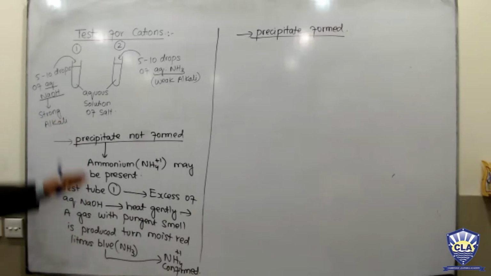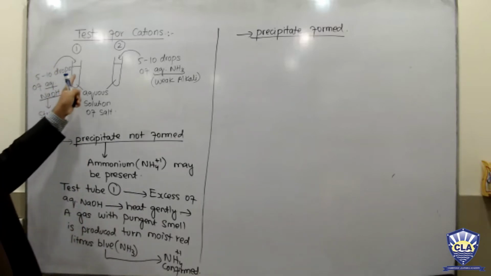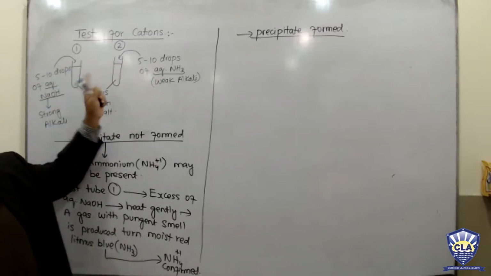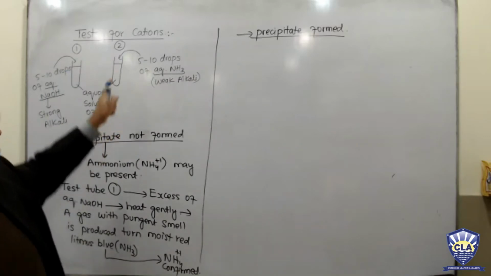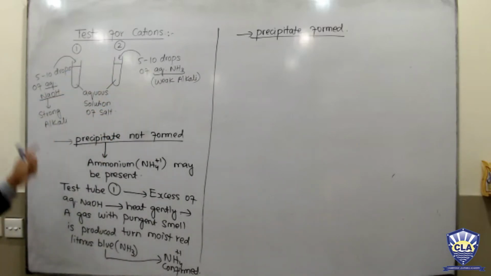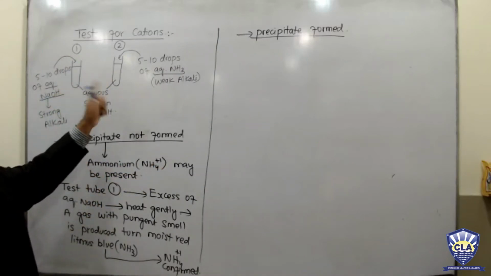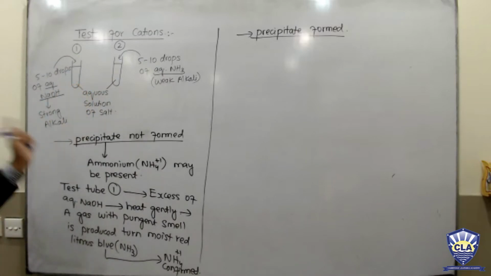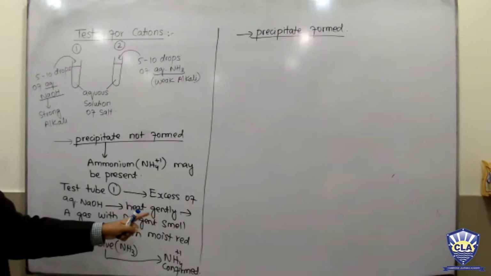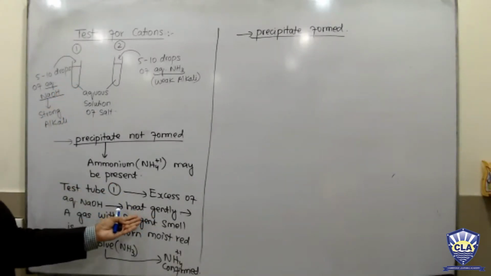So you have to do this whole process. If you put 5 to 10 drops of aqueous sodium hydroxide and 5 to 10 drops of aqueous ammonia, and no precipitate is formed, no solid particles are formed in these two test tubes, then what should you do? To confirm that ammonium may be present if no precipitate is formed in both of the test tubes, you take test tube 1, add excess of sodium hydroxide inside it, and heat it gently.